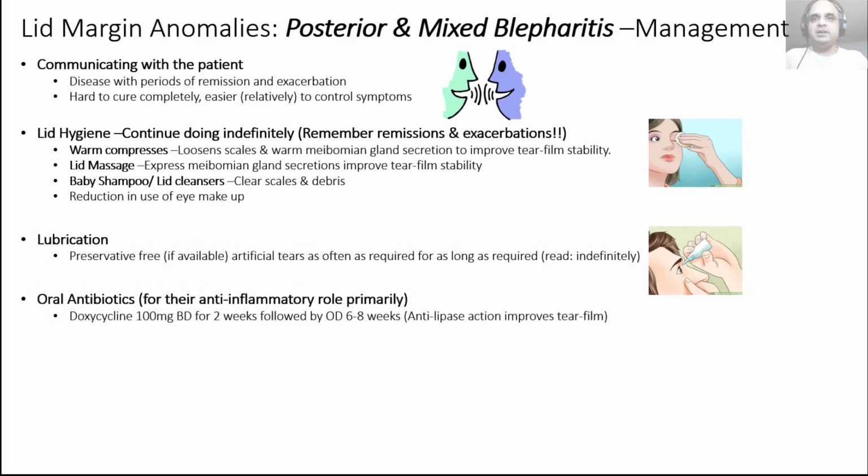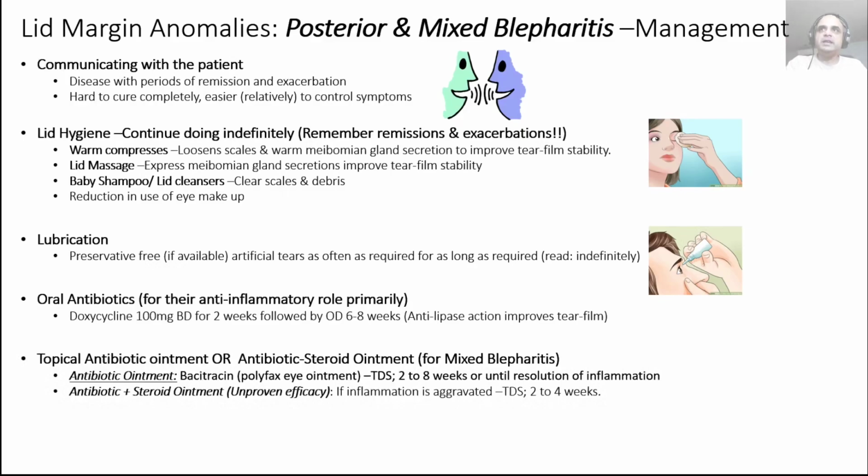Oral antibiotics here are something that you do for posterior blepharitis and mixed blepharitis. The reason that we are using these is for their anti-inflammatory properties, because they reduce the activity of lipid enzymes of the bacteria. So they have anti-lipase actions which improve tear film stability simply because they don't allow those bacterial enzymes to break down the tear film. And doxycycline 100 milligram for 2 weeks and once a day for 6 to 8 weeks tends to provide good relief for you.